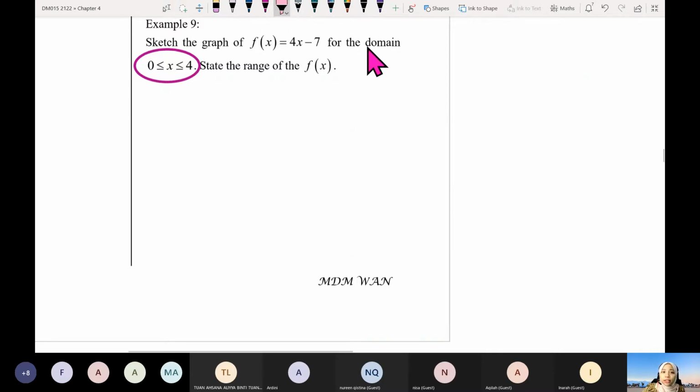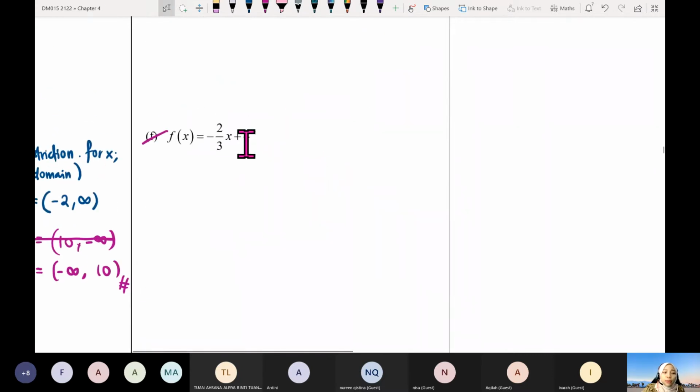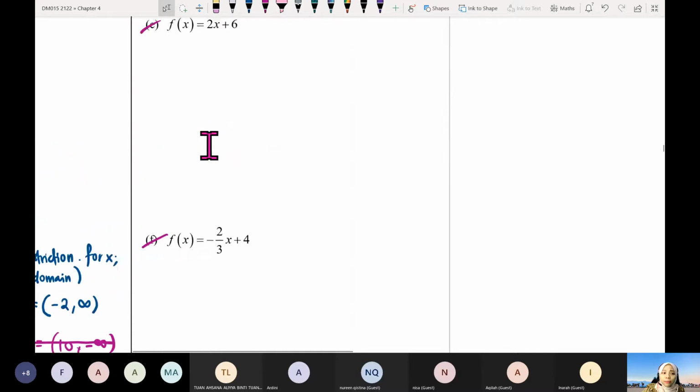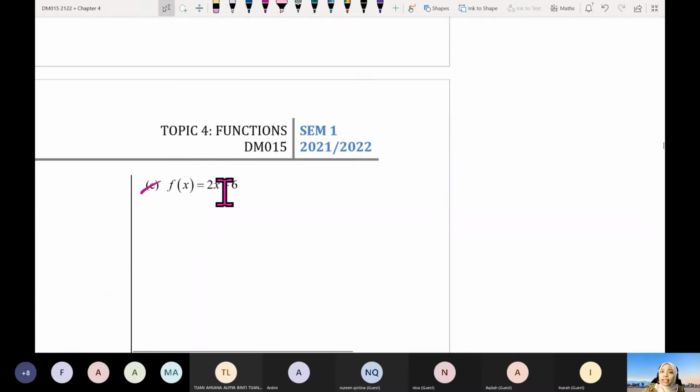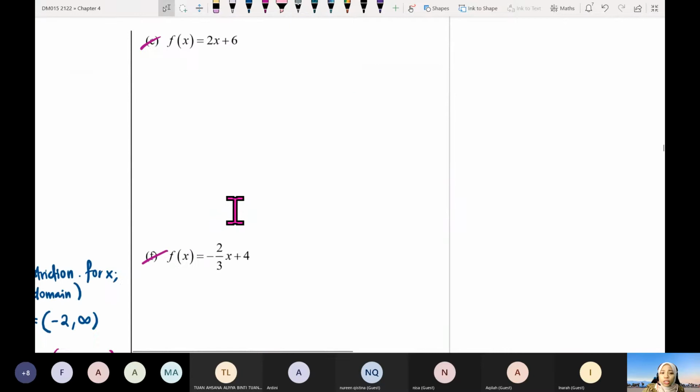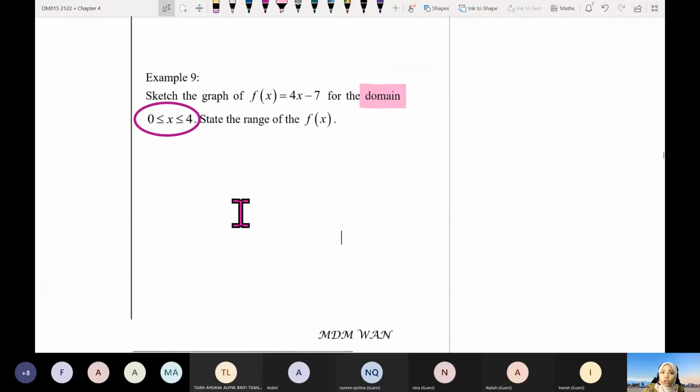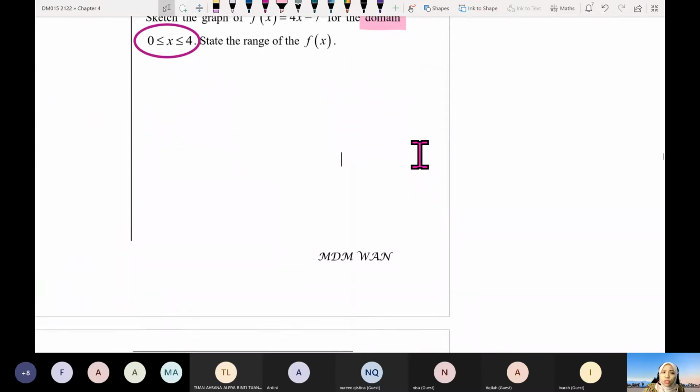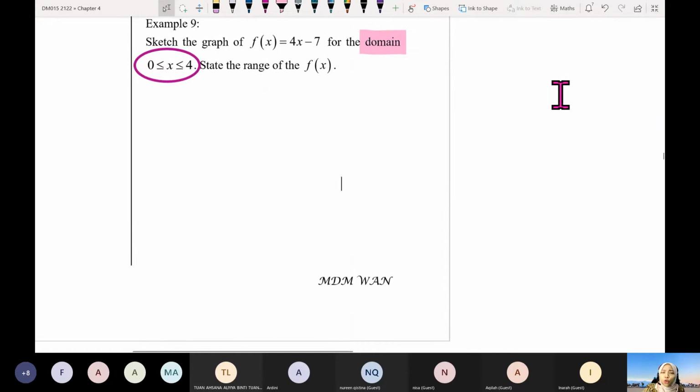a restriction, the domain. Okay, for all this while, if you look at the previous examples like this, we just draw, there is no restriction. So domain for X can be anything because it doesn't state. Okay, like this we just draw it, but then once you are given the restriction, you have to obey the restriction. Okay, you have to follow the restriction, you cannot do as you like.